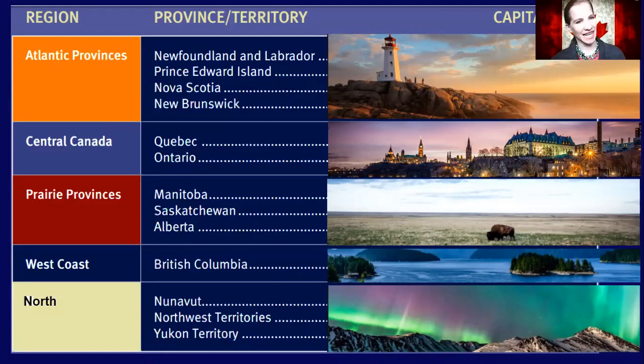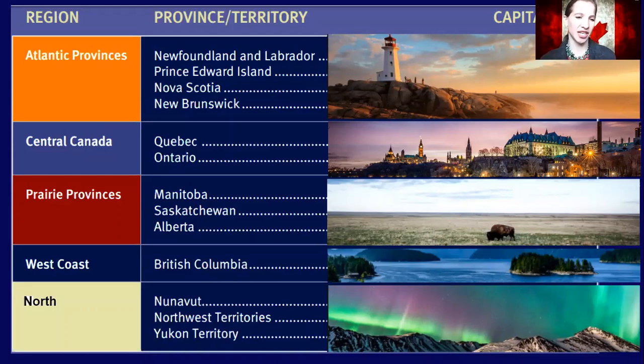Region number 3, Prairie provinces. Prairie means flat land. Look at that picture. Look how flat that is. We grow wheat and corn. The prairie provinces are Manitoba, Saskatchewan, and Alberta.